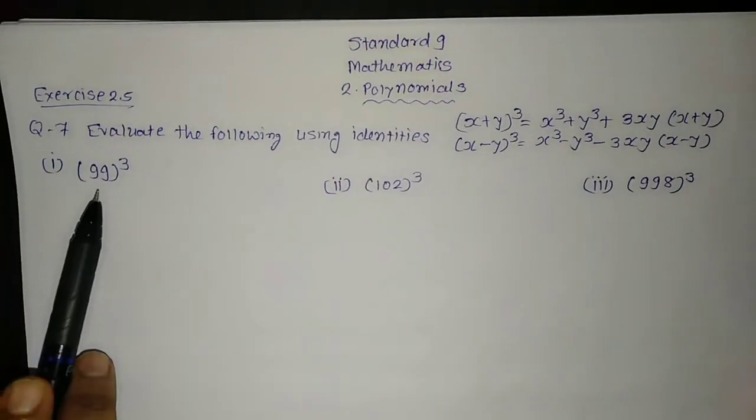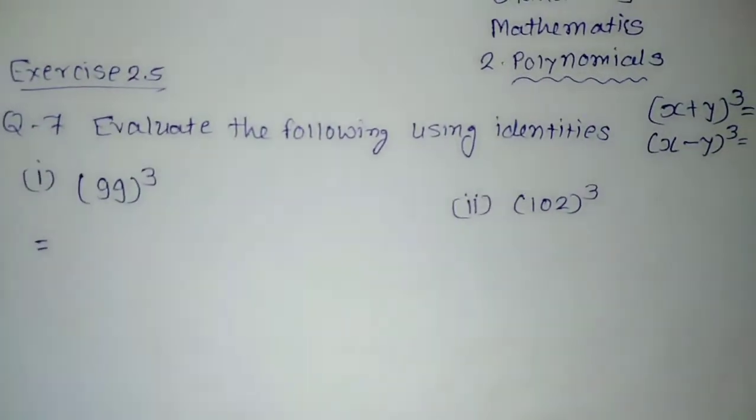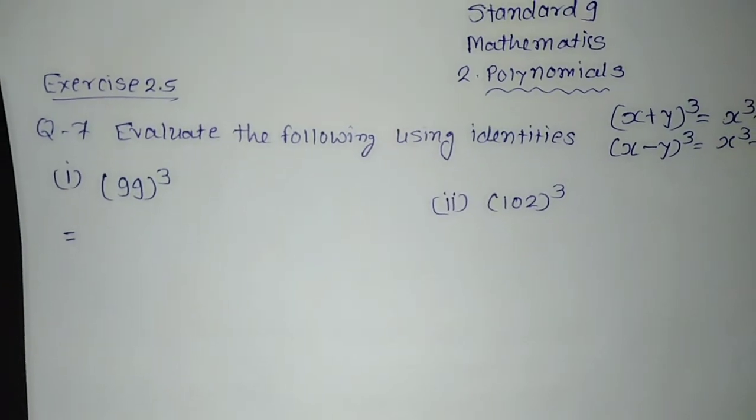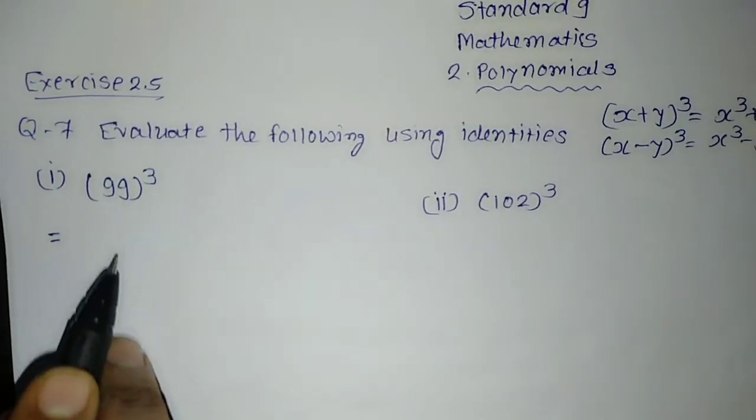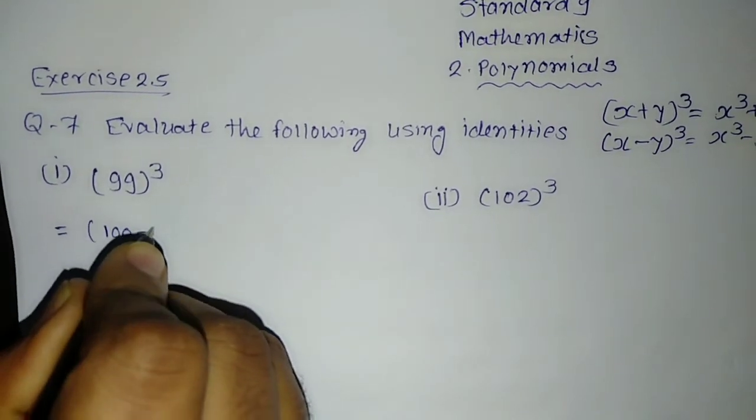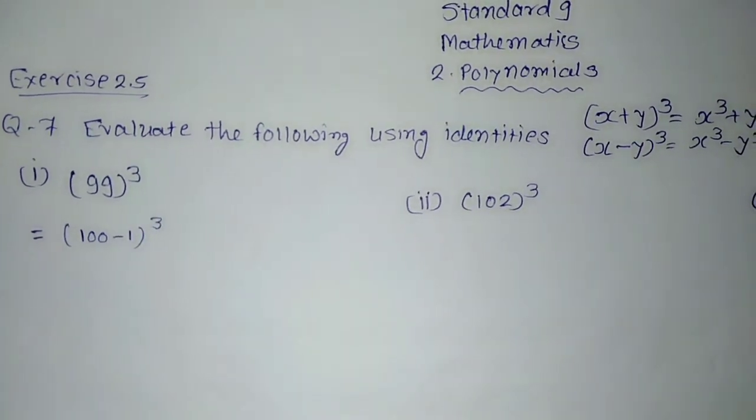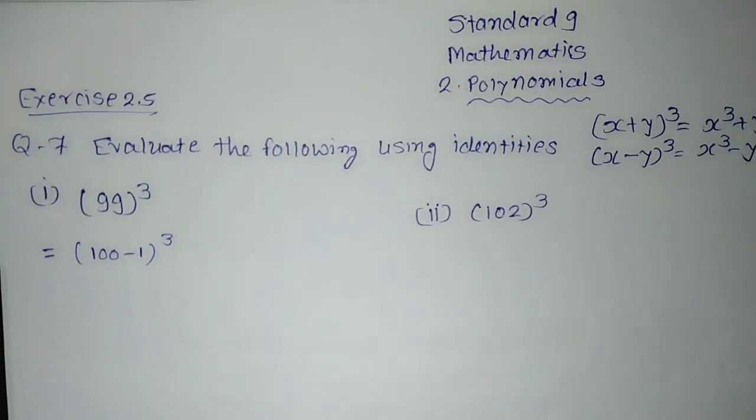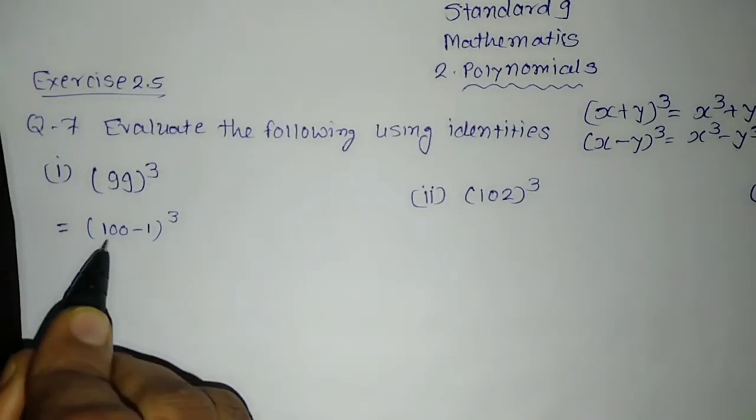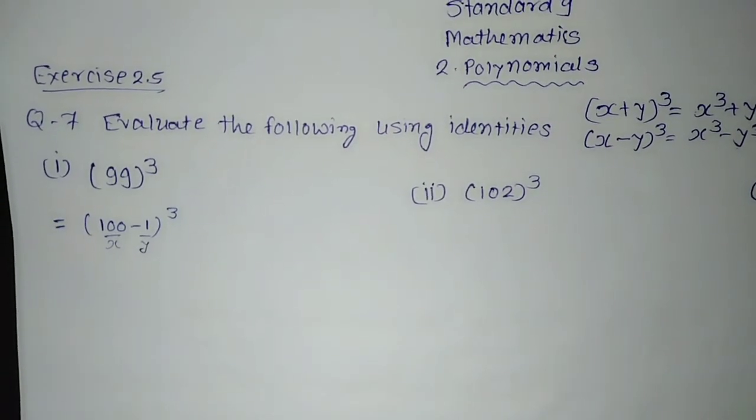So you can see the first one, that is 99 whole cube. We will try to convert it into nearer by 0. You know 99 plus 1 is equal to 100. So this I can write as 100 minus 1, whole cube. Now this has been converted into the identity: this term will be considered as x and this term will be considered as y. So (x minus y) whole cube.